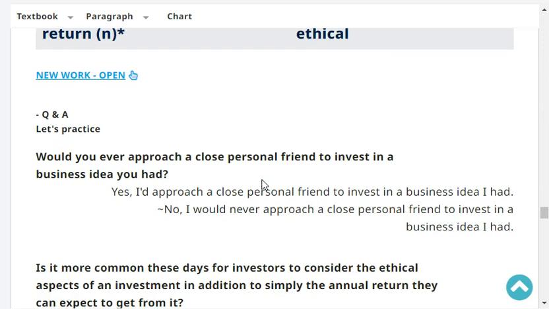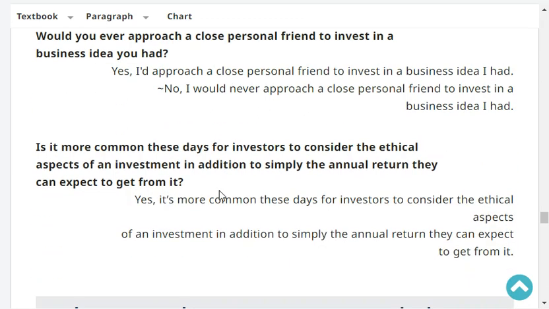Would you ever approach a close personal friend to invest in a business idea you had? Yes or no? Yes, I'd approach a close personal friend to invest in a business idea I had.